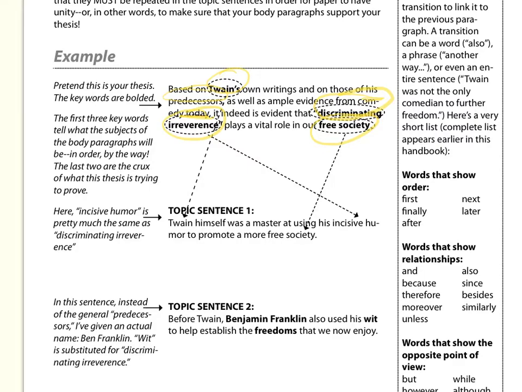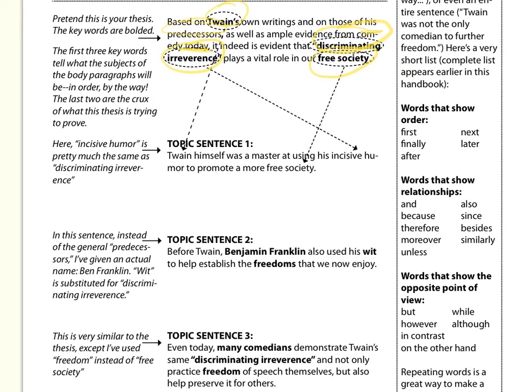Now, if you scroll down, I have some sample topic sentences, and you can see that I've drawn arrows here to show, at least for the first one, where those keywords end up. So in order to prove this thesis, topic sentence number 1 might be something like this one. Twain himself was a master at using his incisive humor to promote a more free society. So where are the keywords? Well, obviously there's Twain. Now notice I changed discriminating irreverence to incisive humor, which basically means the same thing. Synonyms are okay. You should keep that in mind.